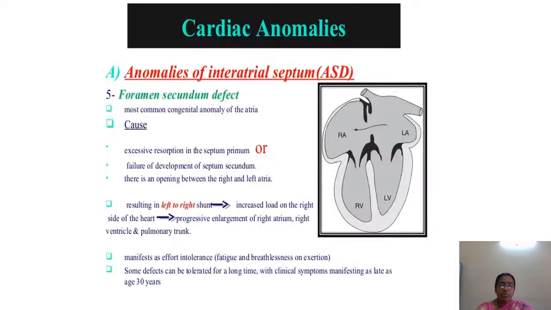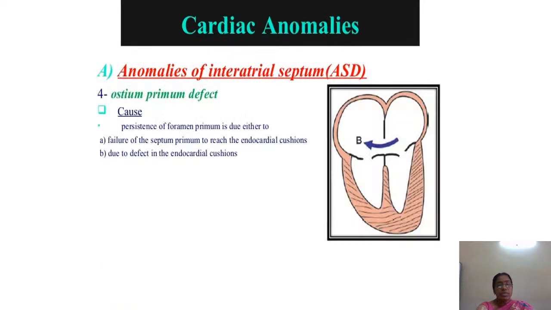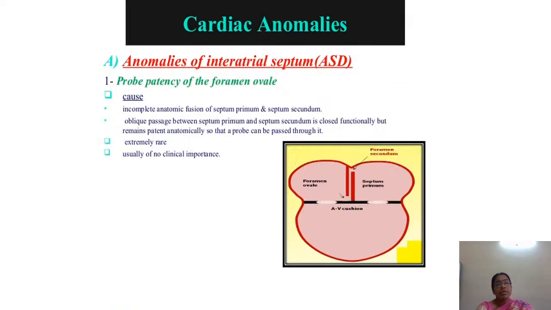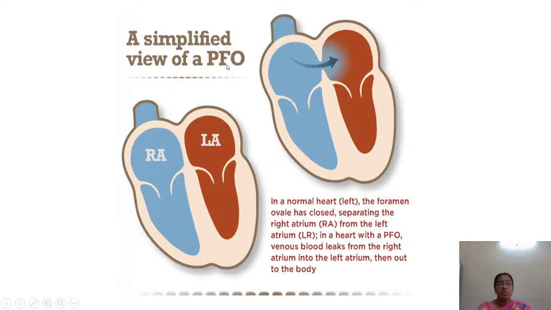For you it is not so important. So these are the cardiac anomalies. The only cardiac anomaly that is important for you is the interatrial one, that is a patent foramen ovale. So this is a patent foramen ovale. Do remember only the interatrial septum and foramen ovale. I think by now you can understand.